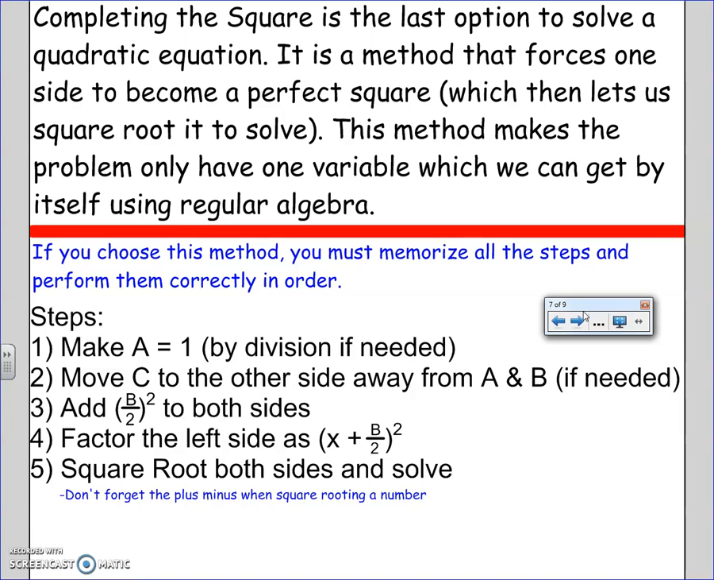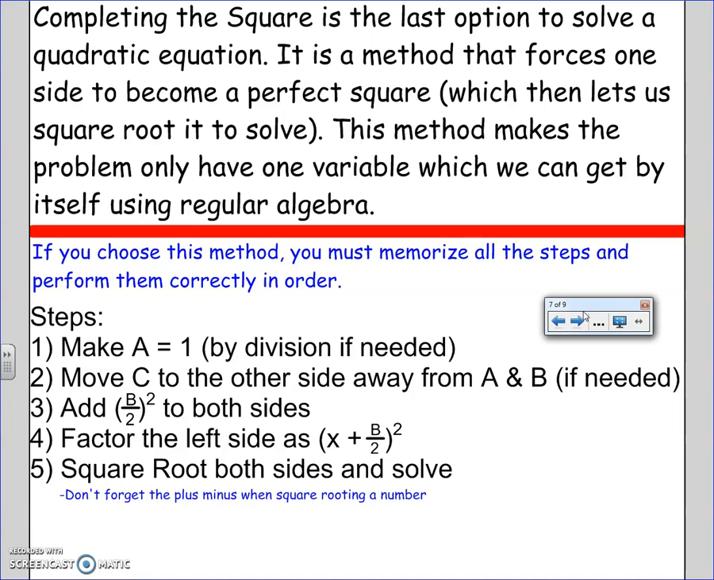If you do choose this method, make sure you memorize all the steps and perform them correctly in order. So those 5 steps: you make A 1 by division if needed. You divide both sides by the same thing. Move C away from A and B. Then you add (B over 2) squared to both sides. That's the most important step.